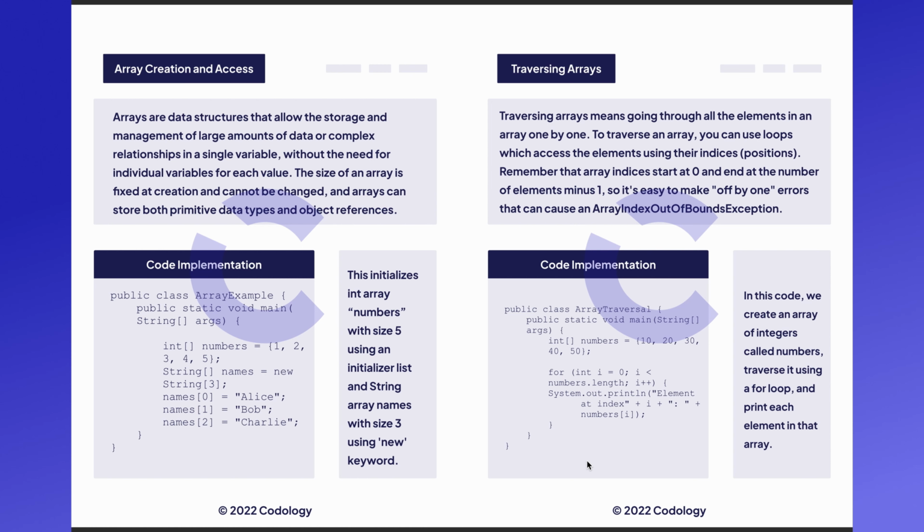So let's take a look at the example. The code implementation creates a new class, ArrayTraversal, and in the main method, we have made a numbers array that has 10, 20, 30, 40, and 50. Then, with a for loop, we will print out the element at index and then the data stored in that index. Using the for loop, we can go through every single part of the array and print out all the data.